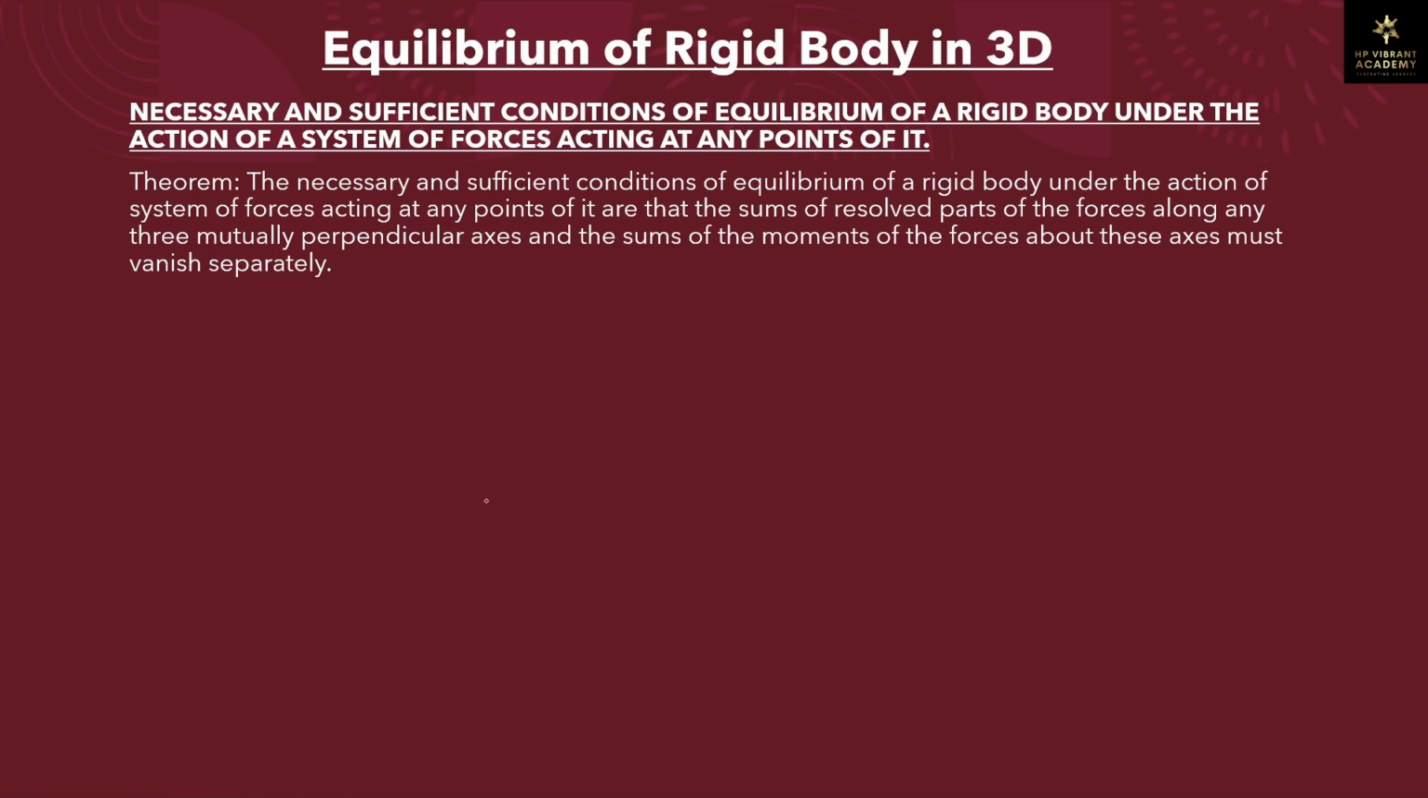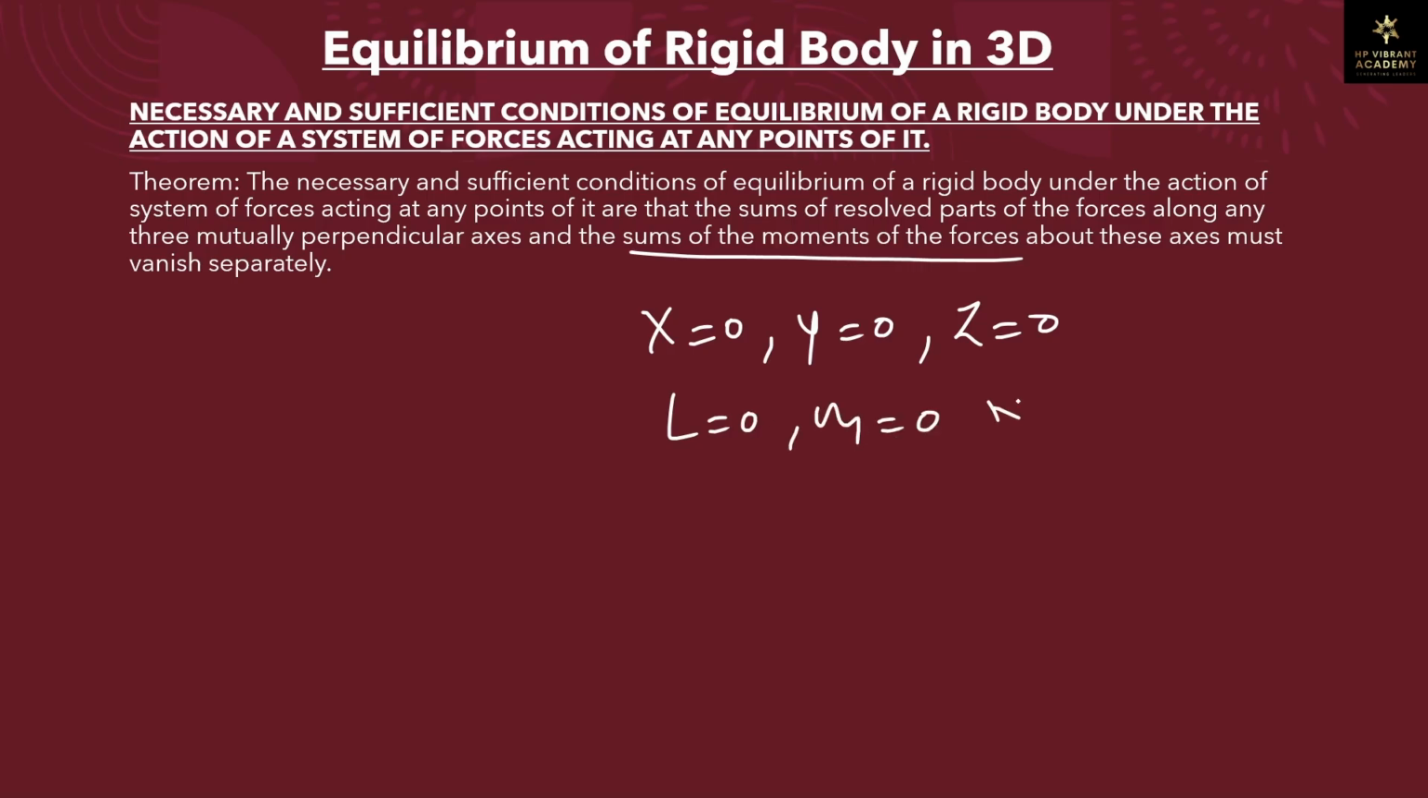In the last lecture, we discussed the necessary and sufficient conditions of equilibrium of a rigid body under the action of a system of forces. So what are the conditions? The sum of resolved parts of the forces along three mutually perpendicular axes, that is X equal to 0, Y equal to 0 and Z equal to 0, and the sum of moments of the forces about these axes vanish separately. So we have L equal to 0, M equal to 0 and N equal to 0.